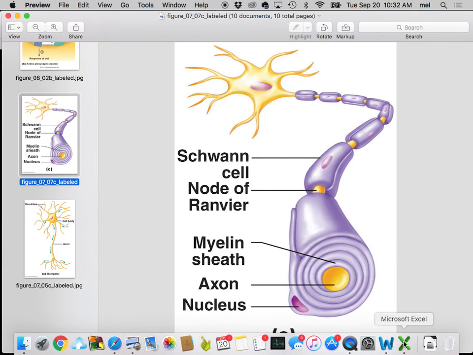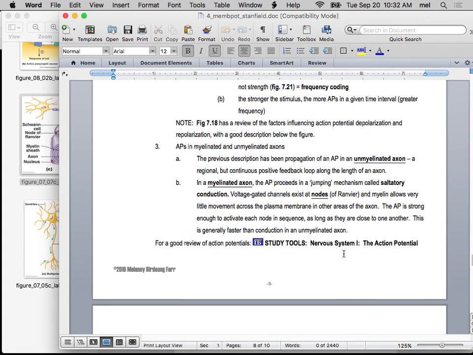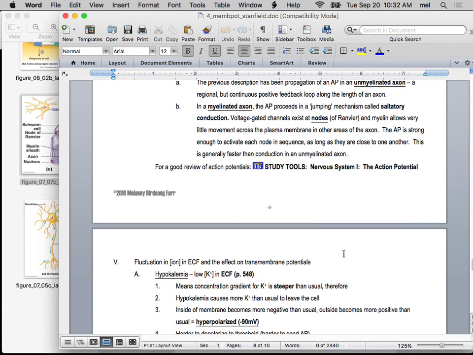Okay, so for those of you who are very visual people and like to mess with things and want to see how this all works, Interactive Physiology has a really good review of the action potential. You can go through it, you can play with it, you can watch things move.